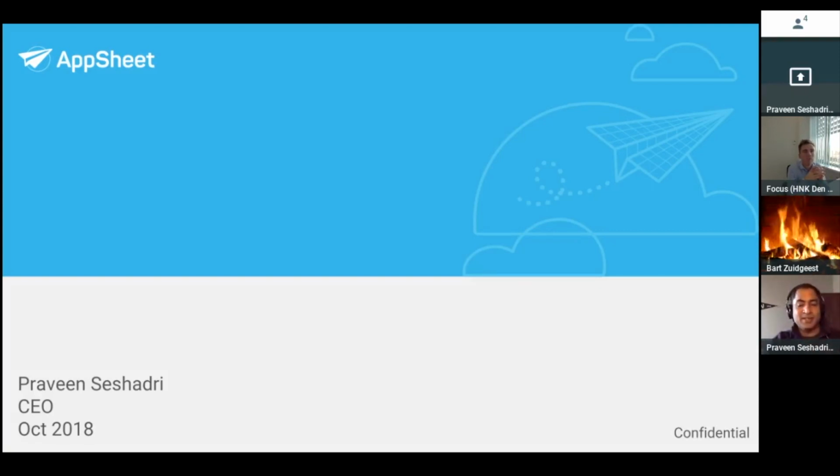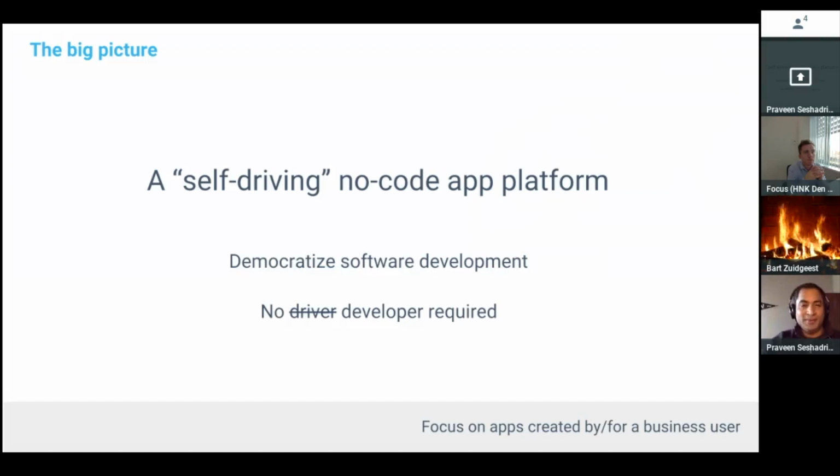Yeah, I have a couple of slides maybe we could go through, but we can try and illustrate this at a really high level. And this is just a useful analogy to keep in mind. We're trying to build an app platform that is, quote unquote, self-driving. Just like a self-driving car doesn't need a driver, in an AppSheet app platform, you do not need a software engineer or developer. Any business user can build an app. That's the big picture.